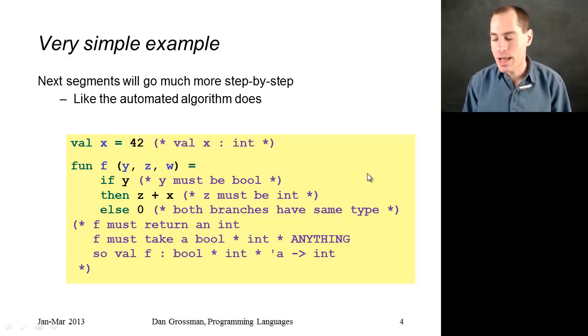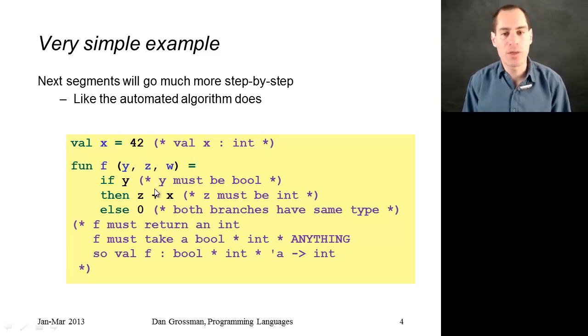Now we have this function f, so we know it's going to have some function type. We have to figure out the types of the arguments and the return type. So we just look at the function body. We see if y, then something, well, y must have type bool. We see z plus x, z must have type int because x is an int, and the only thing you can add to an int is an int. So great, y is a bool, z is an int.